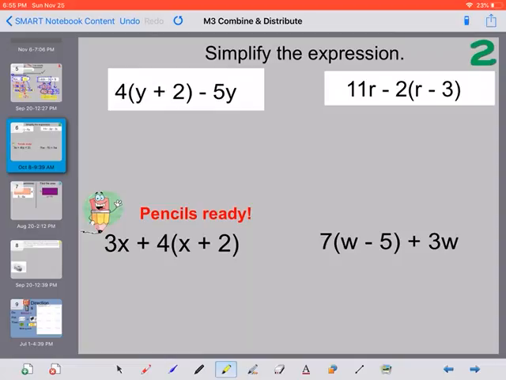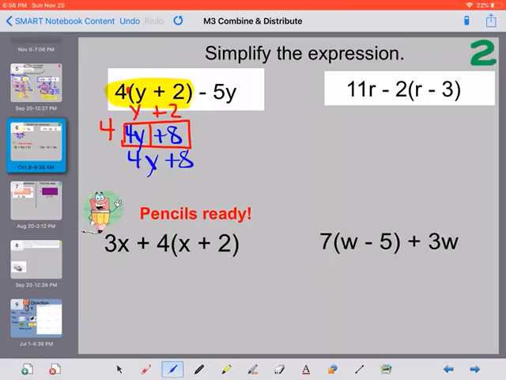First, distributing our parentheses here. I'm going to draw a box to multiply. We have 4 multiplied by y and by 2. We know it's multiplication because they're touching. 4 times y is just 4y. 4 times 2 is 8. So I have 4y plus 8 and then minus 5y.